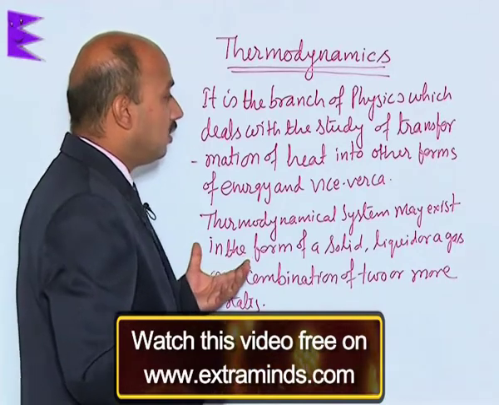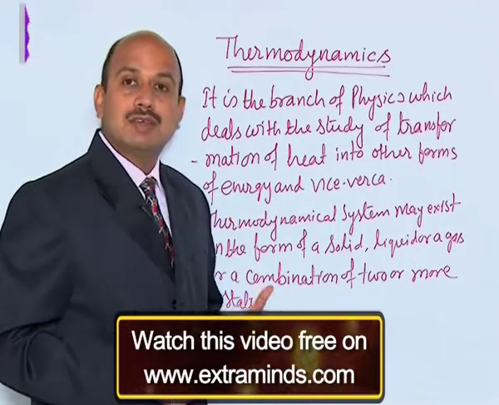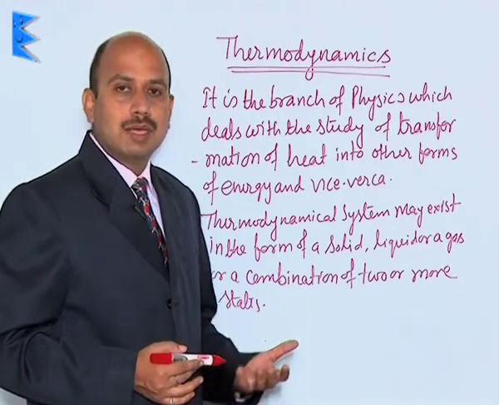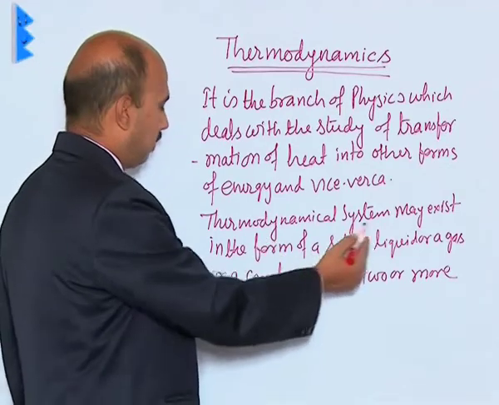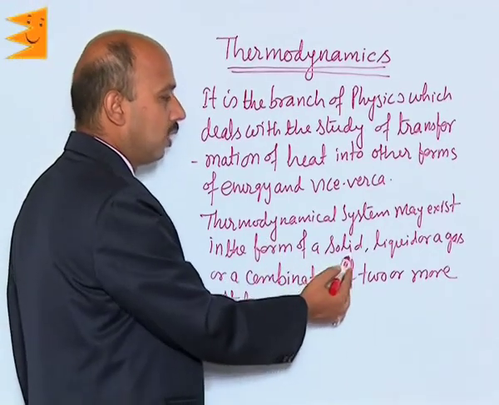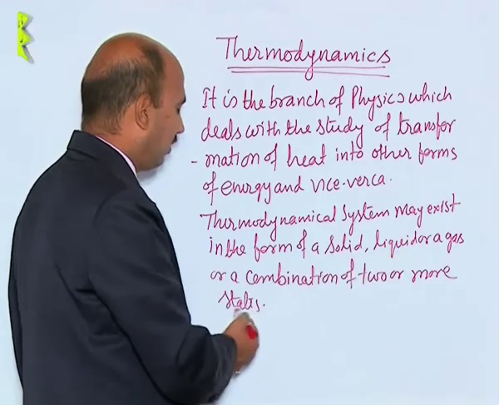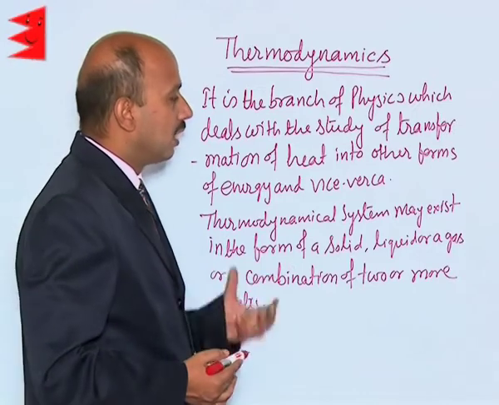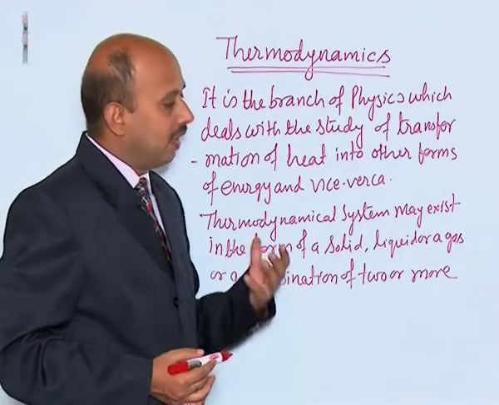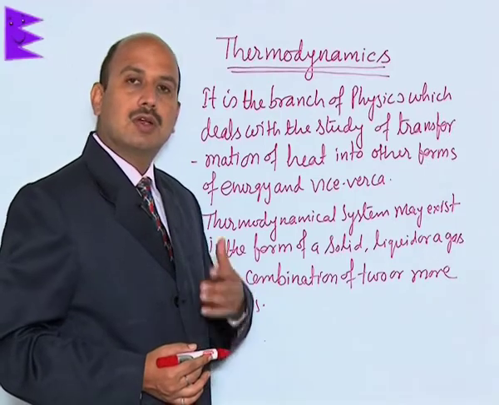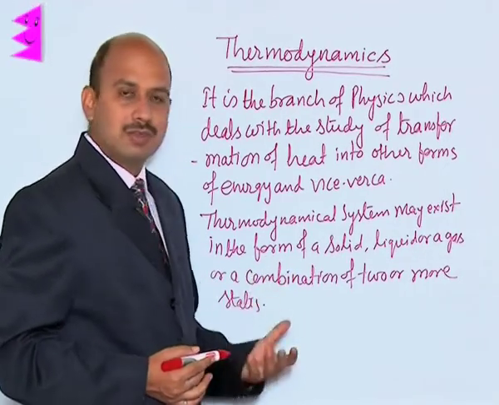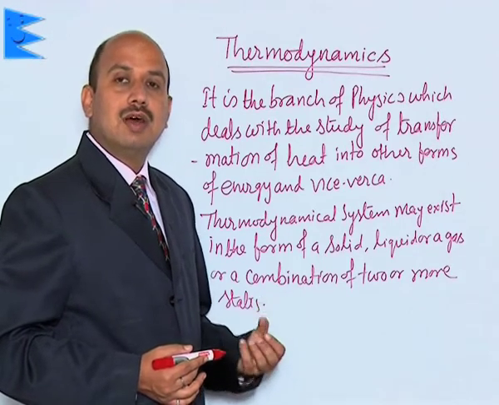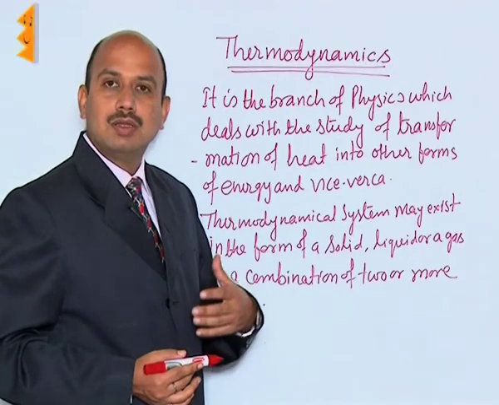Now for studying thermodynamics, first we take a system, that is called a thermodynamical system. So what is actually a thermodynamical system? A thermodynamical system may exist in the form of a solid, liquid or gas, or a combination of two or more states. So first you take a collection of molecules of any gas, liquid or solid, or a combination of two states, in a cylinder which is isolated, and that is considered a system, or that is called a thermodynamical system.